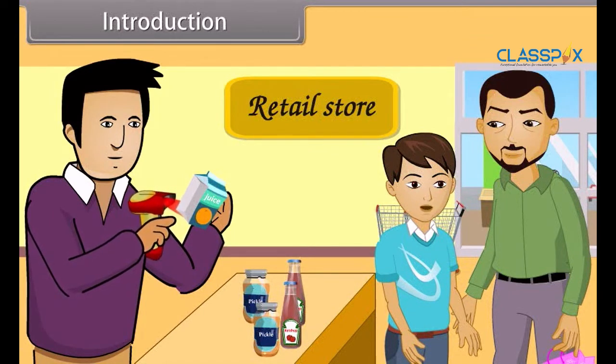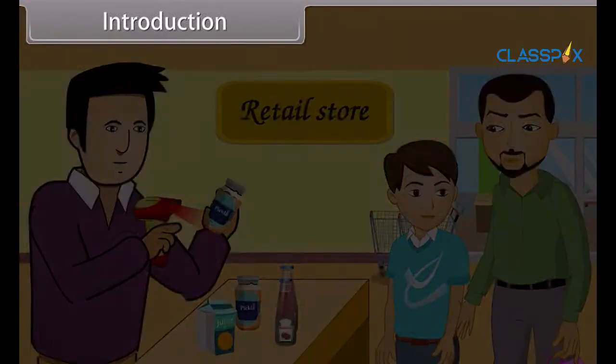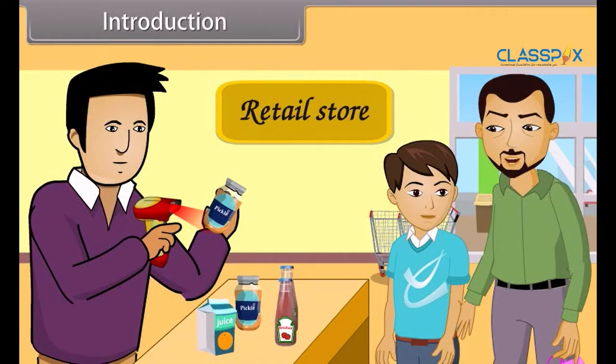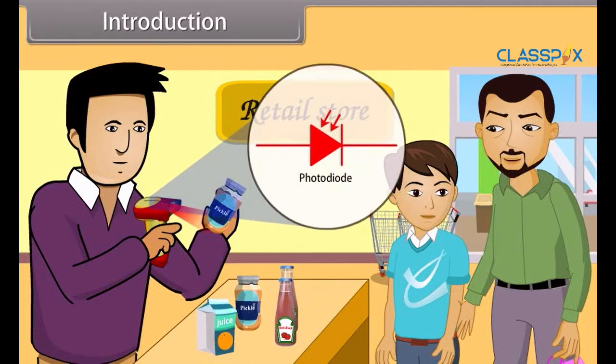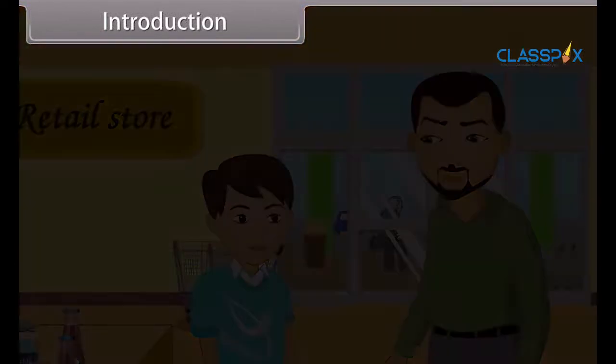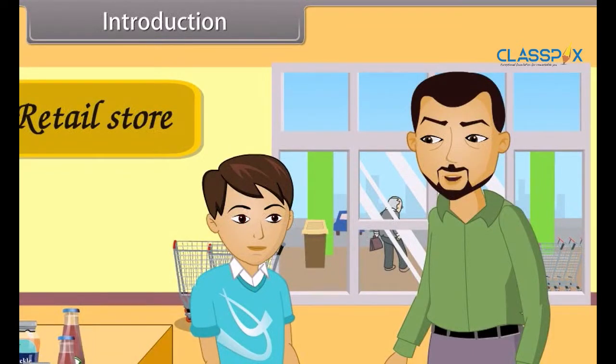Father, the shopkeeper is using some light device to access the details of all the goods. What is it and how does it work? Son, it is a barcode scanner and works on the principle of photodiode. A light source emits light on the object, and the reflected light is sensed by the photodiode, which produces electrical signals accordingly. It is an application of semiconductor electronics. Okay, Father. I got the answer to my question and I want to know something more about semiconductor devices.